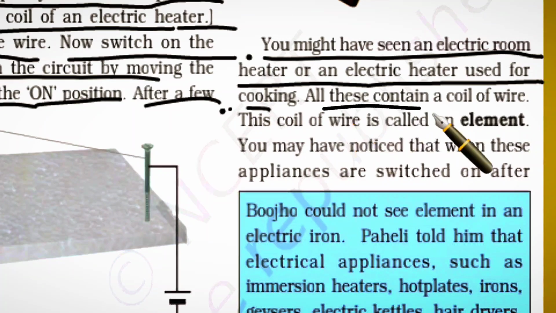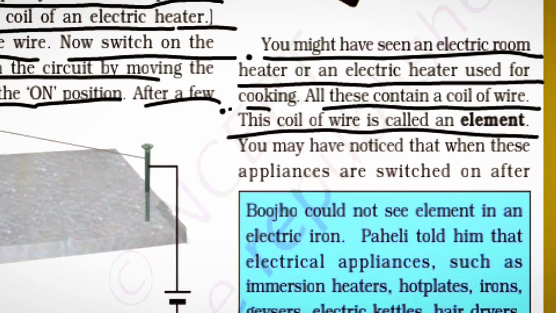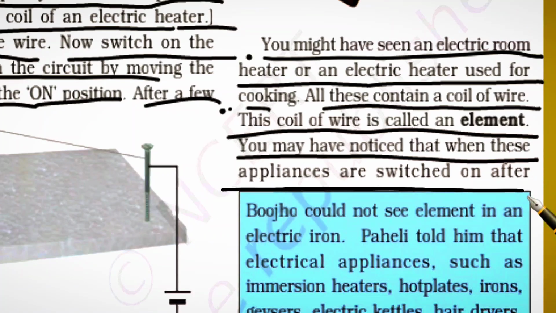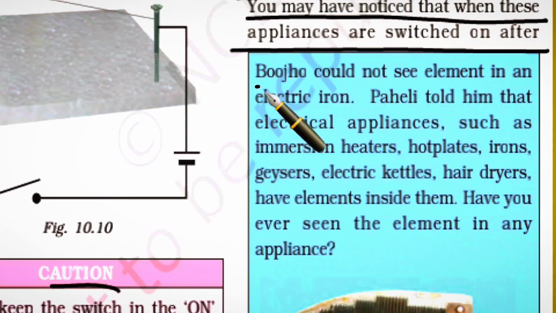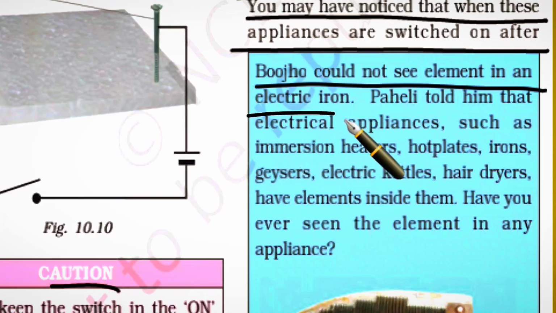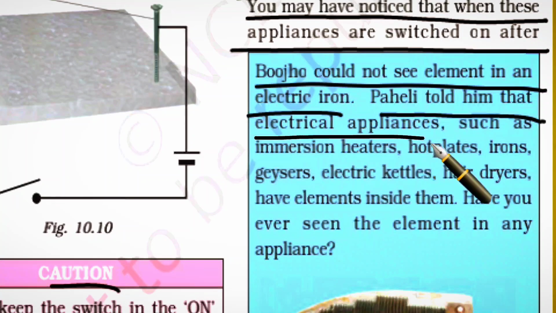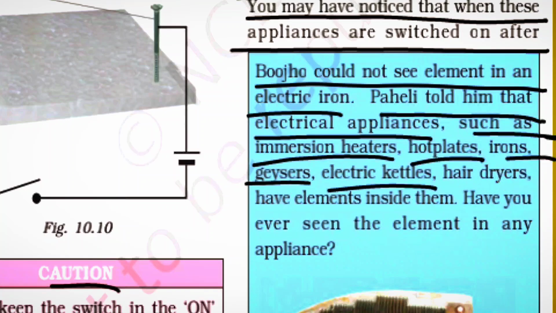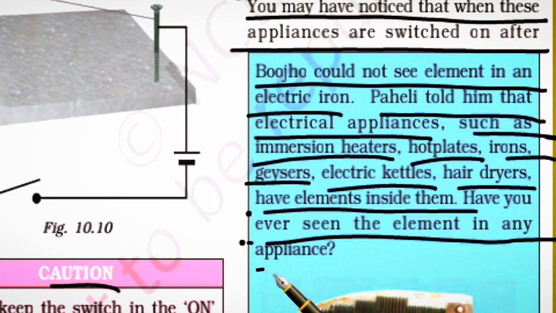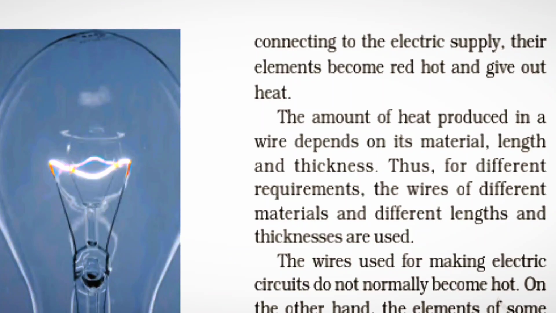All these contain a coil of wire, and this coil of wire is called an element. You may have noticed that when these appliances are switched on, they get hot. Bujo could not see the element in an electric iron. Paheli told him that electric appliances such as immersion heater, hot plate, iron, geyser, electric kettle and hair dryer have elements inside them. Have you ever seen the element in any appliance? Connected to the electric supply, their elements become red hot and give out heat.